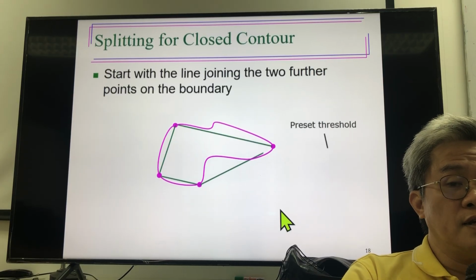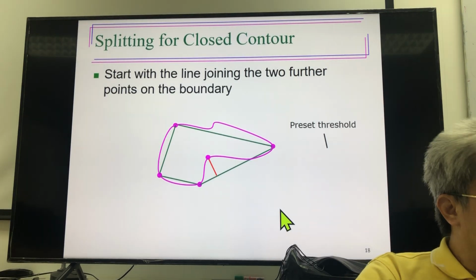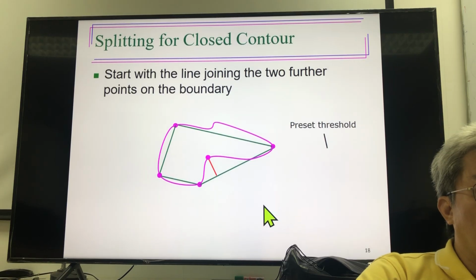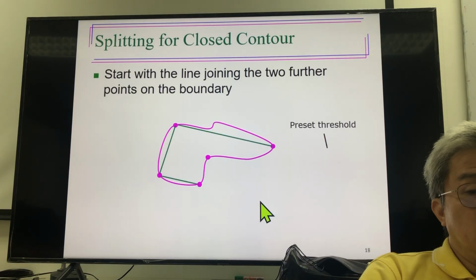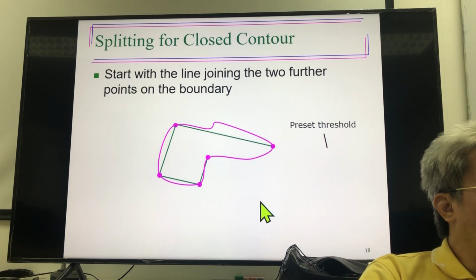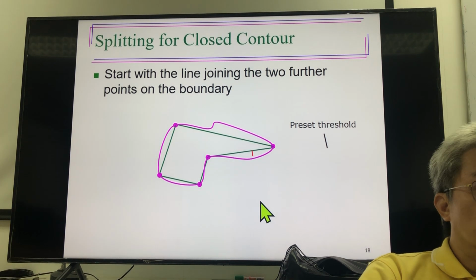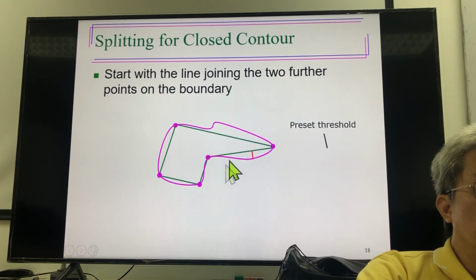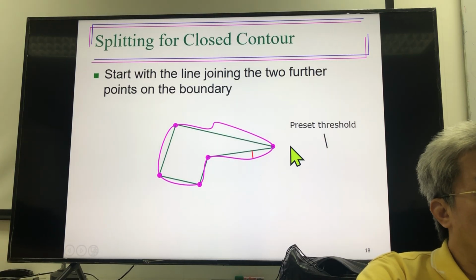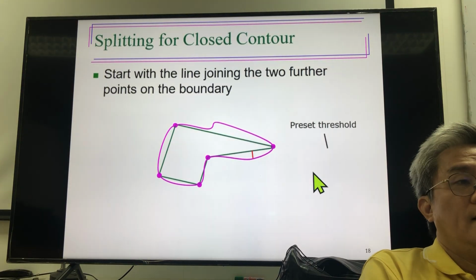Last one here, this segment: is the error longer than the threshold? Longer than the threshold, you split again. So you mark the point of splitting here, and then you do this one. This line segment, error so small, and this line segment, error smaller than the threshold. So this curvy shape is changed into a polygon. And that's it.